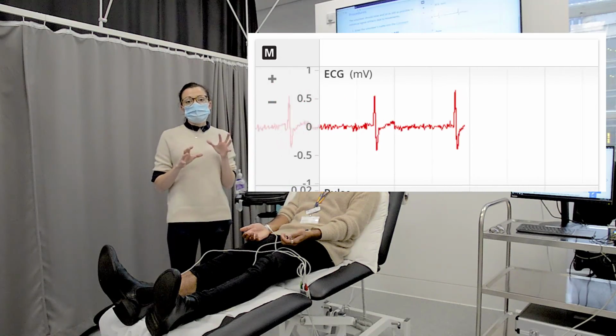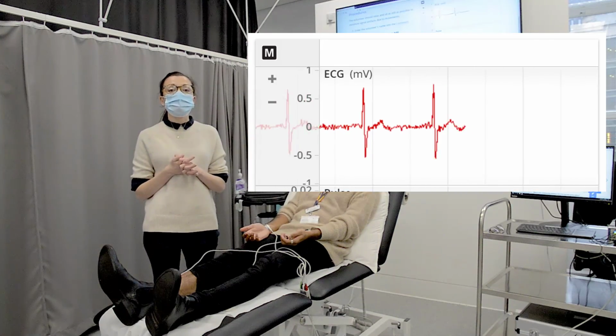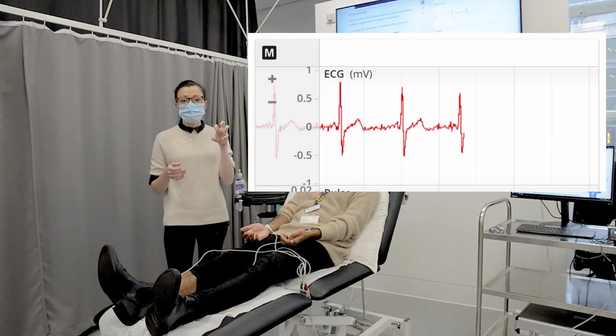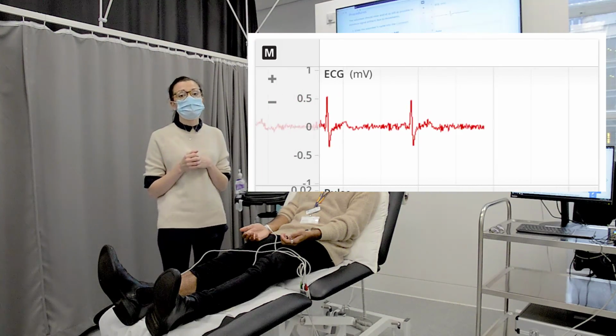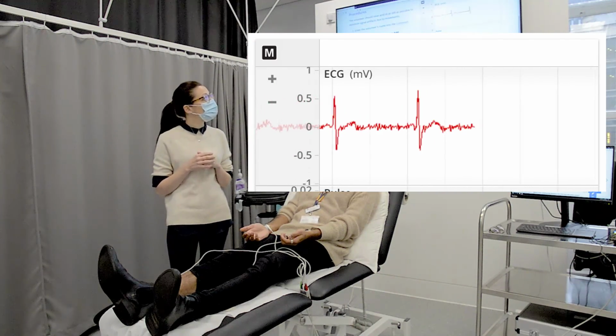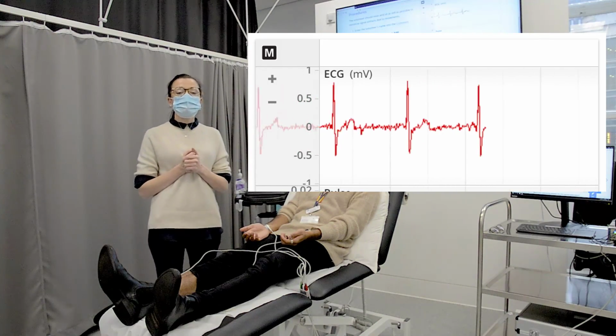And when these electrical excitation events occur, what happens quite quickly afterwards is contraction. So the atria will contract shortly after the P wave has happened, and the ventricles will contract shortly after the QRS complex will happen.